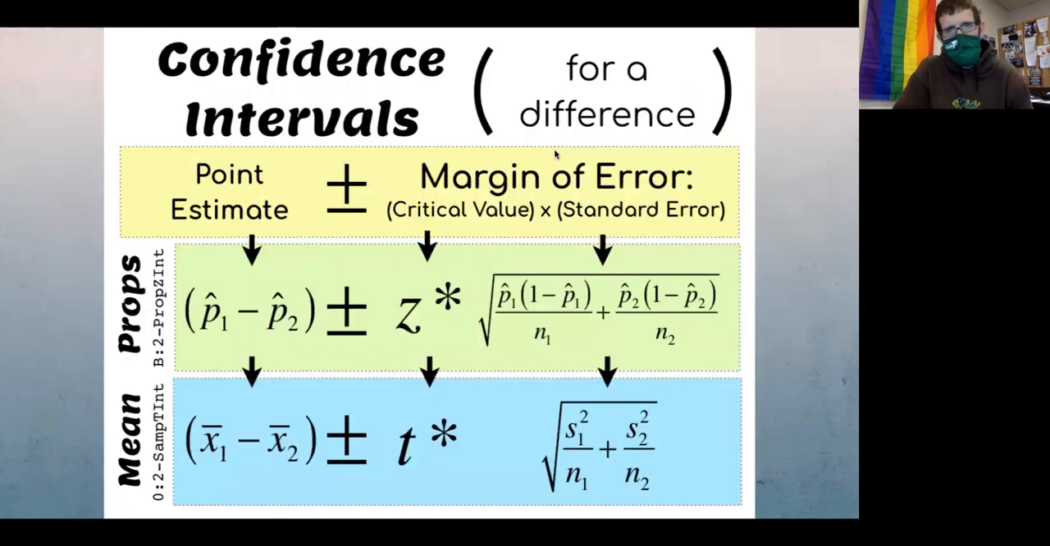And there we go. These are the specific formulas. We already saw this when we were looking at proportions, and now we're looking at it here in context of means.